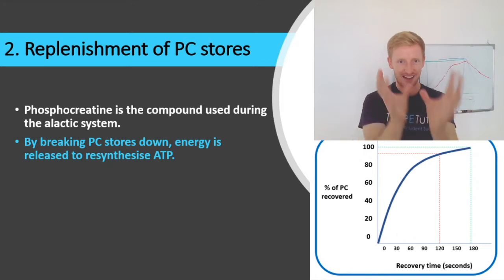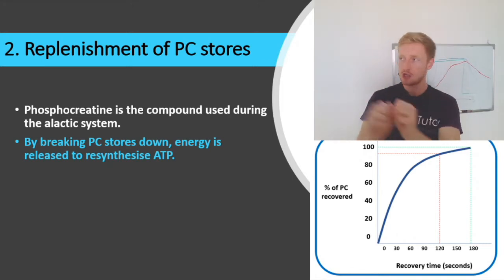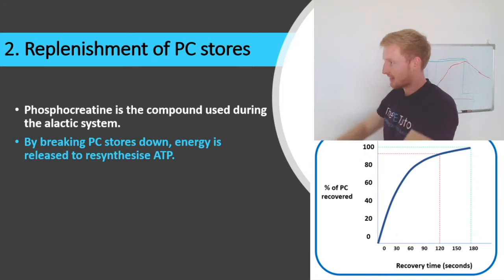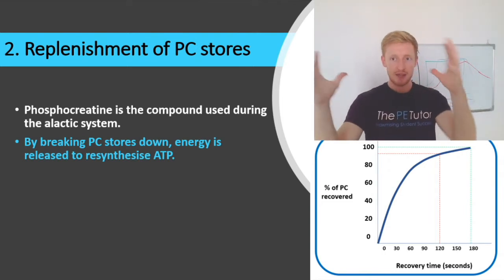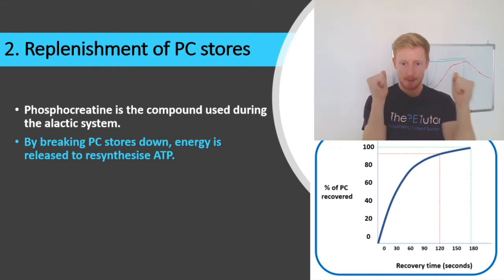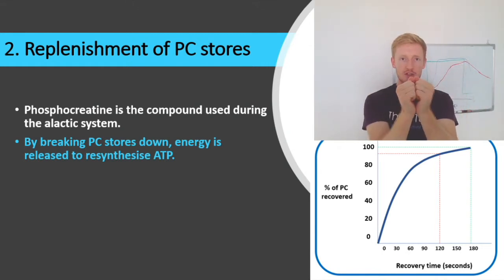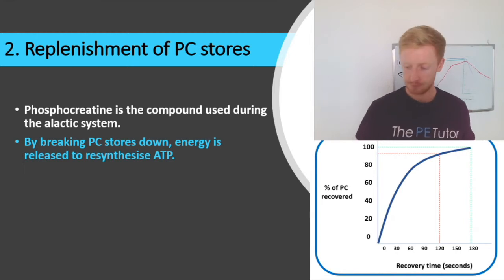P plus C, endothermic, requires energy. So we carry on consuming oxygen, break down glycogen and free fatty acids, and release exothermic energy, so that we can take that energy and put phosphocreatine back together so that we can use it again in 10 seconds' time.